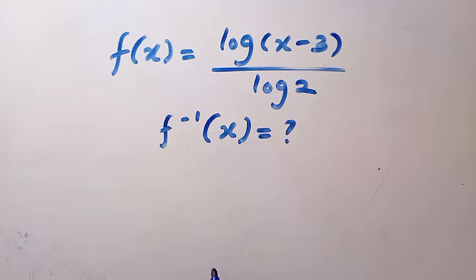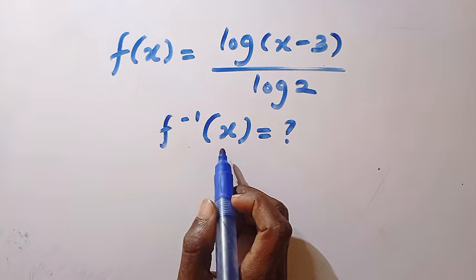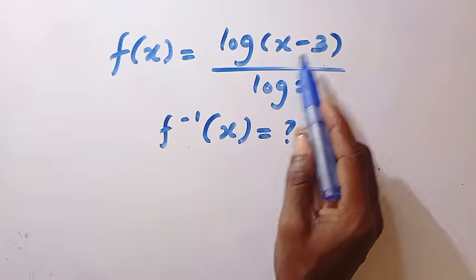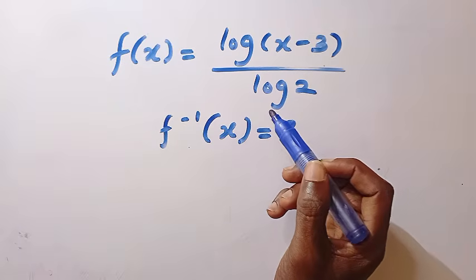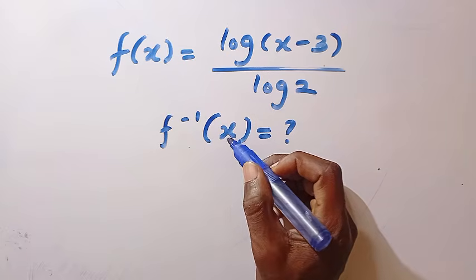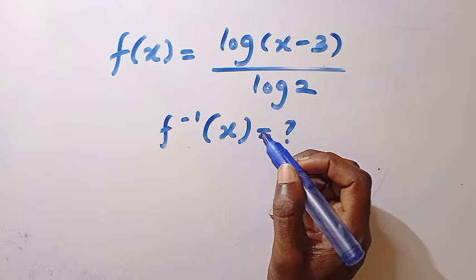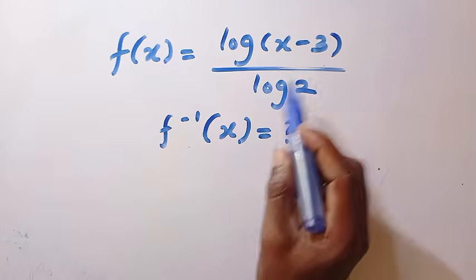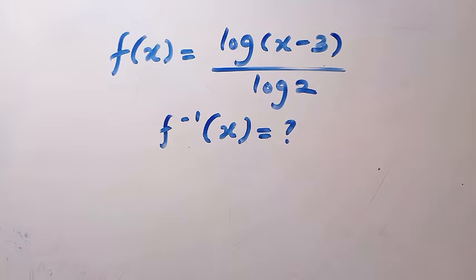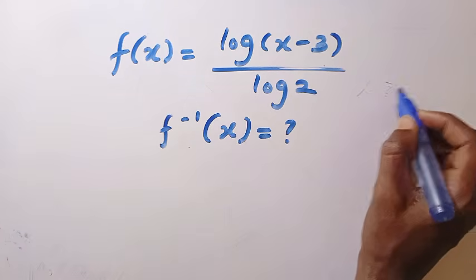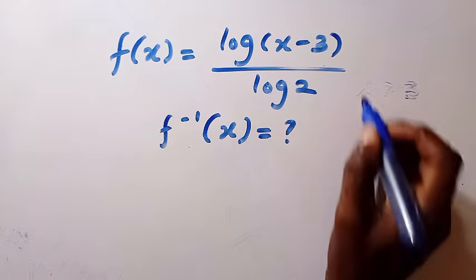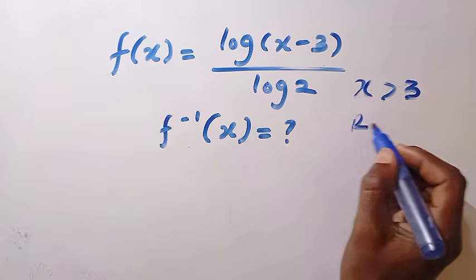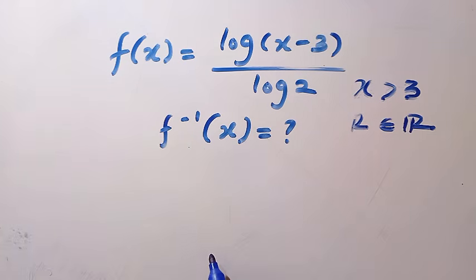We're interested to find the inverse of these functions, given that f of x equals log(x minus 3) divided by log 2. But before finding the inverse of the function, let's try to understand the domain and the range. So for f of x equals log(x minus 3) over log 2, the domain of this function is x greater than 3. So this is the domain of this function, and the range is any member of the real numbers.